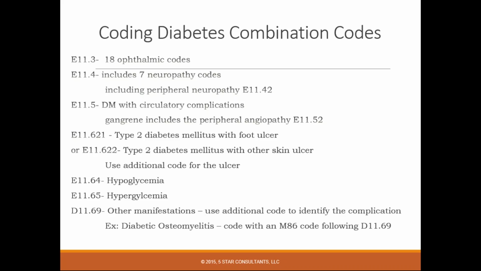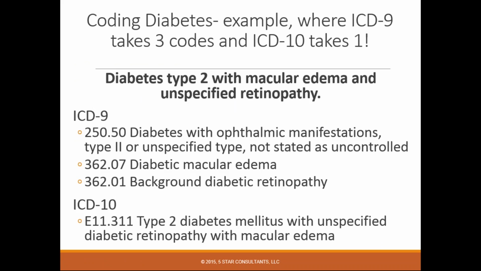So all the osteomyelitis are in the M86. And that should be an E. I'm really sorry about that. That's not a D. I can't change it in the slide mode, but as soon as I said that, of course, it's the E code for diabetes. So you'll want to change that on your notes. All right. So maybe you have 3 codes in ICD-9, where in ICD-10 it takes 1.